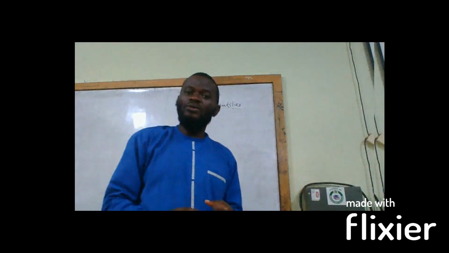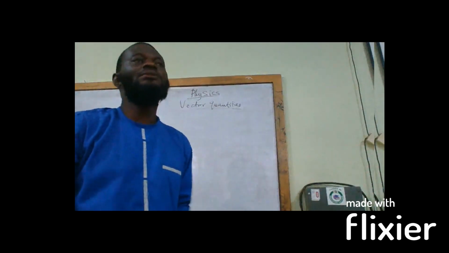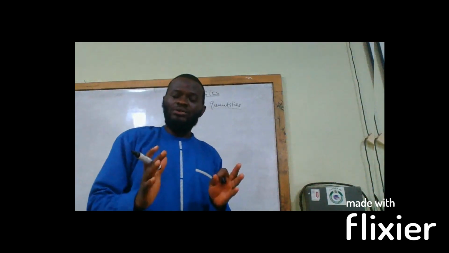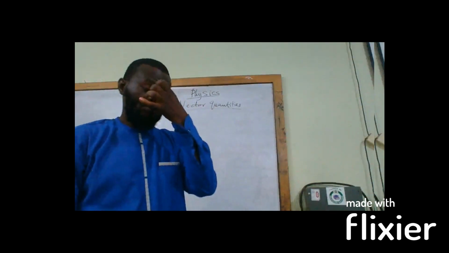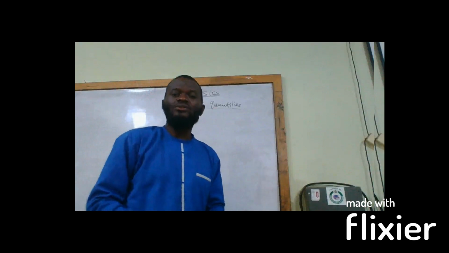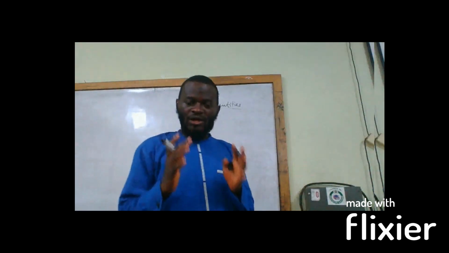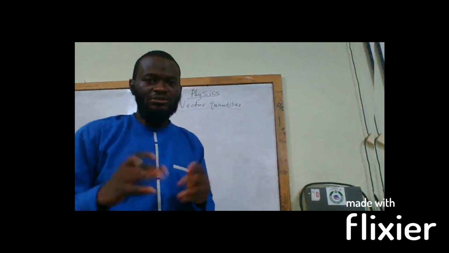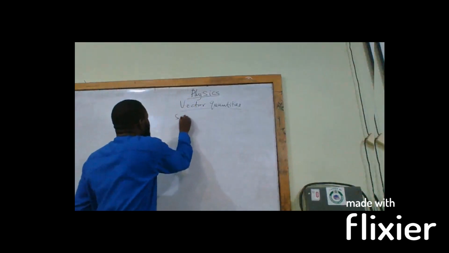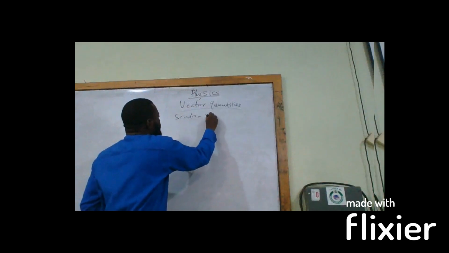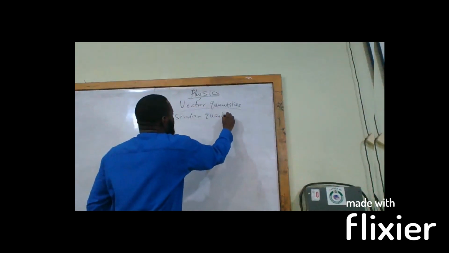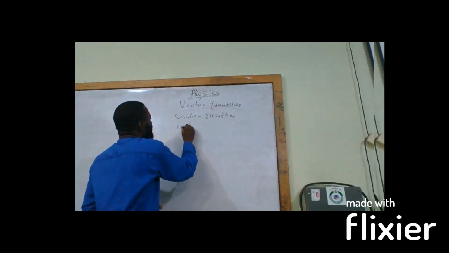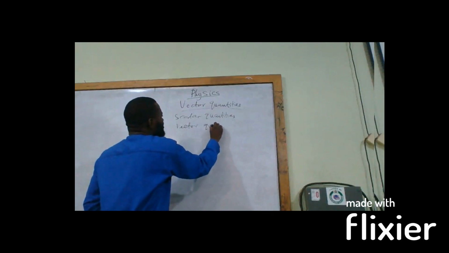As for scalar quantities, they are the quantities that only have magnitude but they don't have direction, while for vector quantities you have quantities that have both magnitude and of course direction.